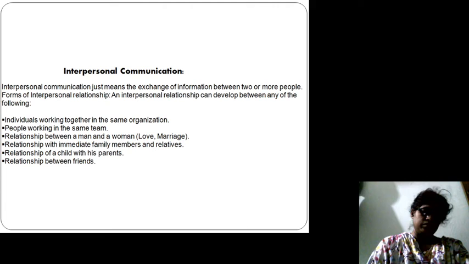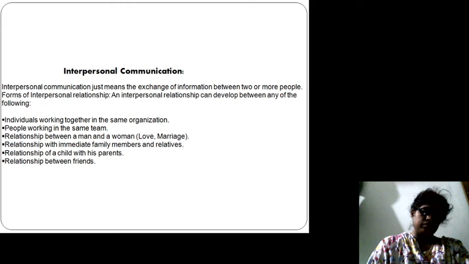So interpersonal relationships can be developed between any of the following. Who are they? Individuals working together in the same organization, people working in the same team, a relationship between a man and a woman, then immediate family members or relatives, the relation of a child with his parents, and so on. So this kind of communication is mainly the exchange of information between two or more people.